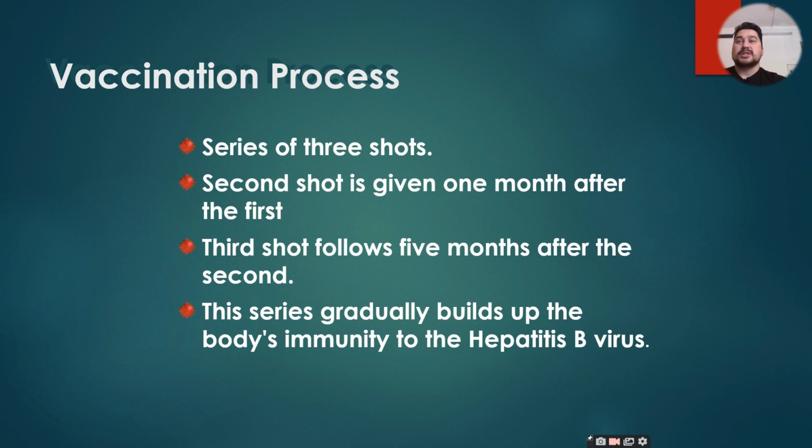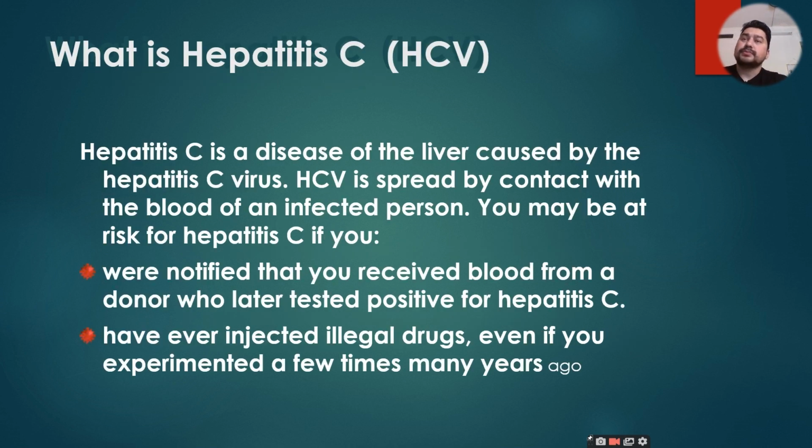Vaccination process. What is the vaccination process? A series of 3 shots, 1, 2, and 3, that you need to take. The second shot is given 1 month after the first. The third shot follows 5 months after the second. This series gradually builds up the body's immunity to the hepatitis B virus. After the first shot there is a 1 month gap, and after the second shot there is a 5 month gap. Why are the gaps given? Because your immune system needs time to build up the antibodies that will fight against the hepatitis B virus.